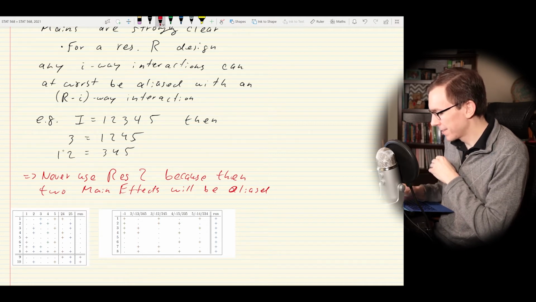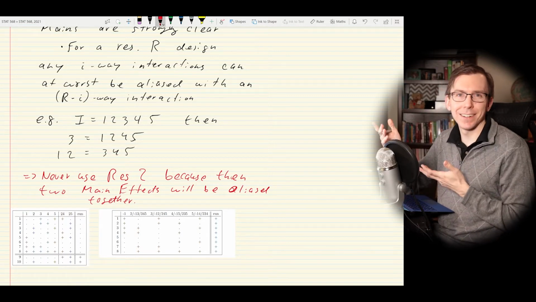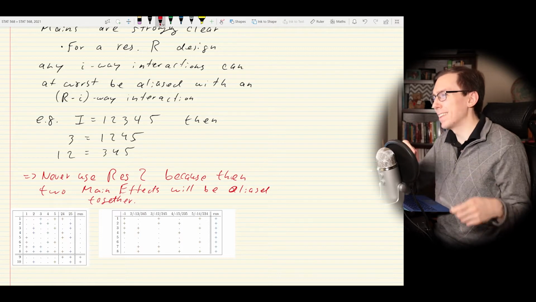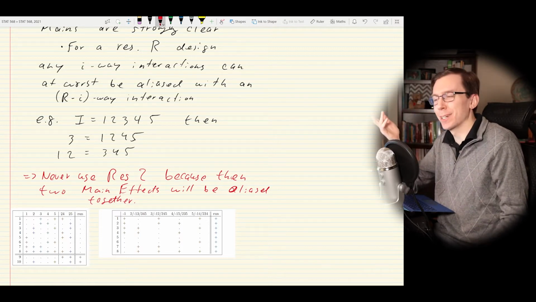Two main effects will be aliased together. And if you're going to have two main effects aliased together, why even bother testing them in the first place? Just pick one and test it rather than trying to test both, but not knowing which one is going to be significant.